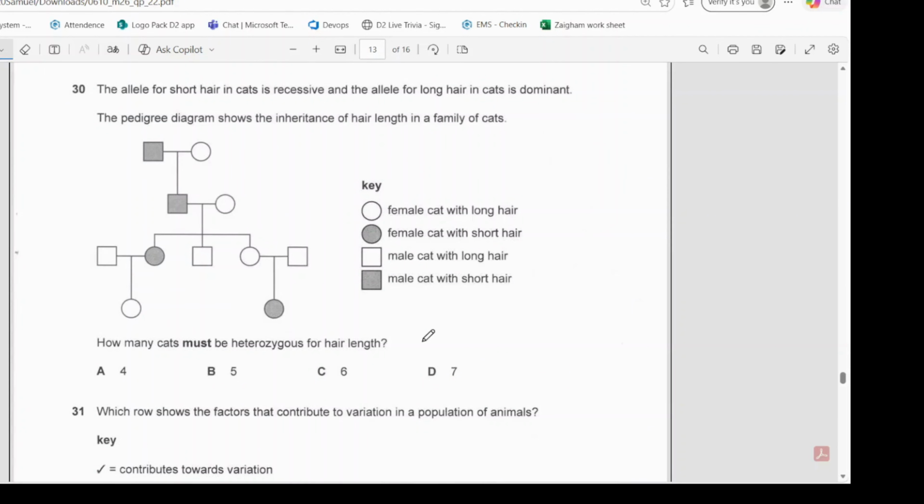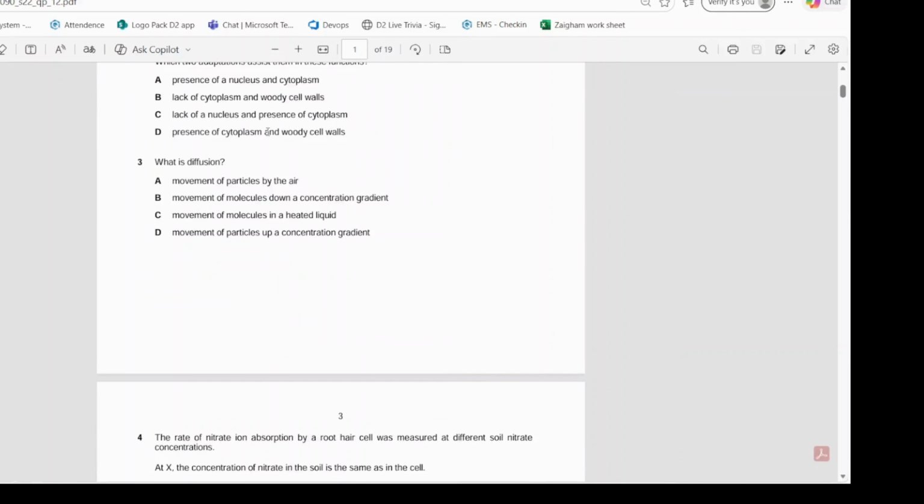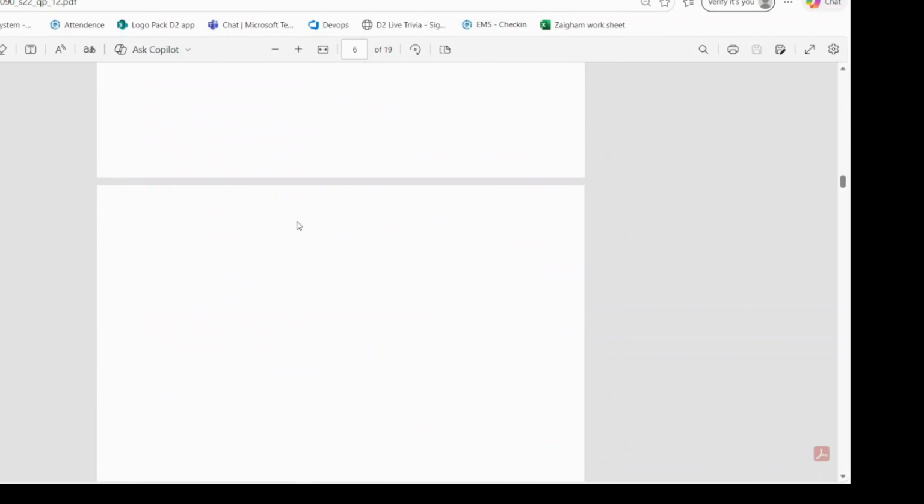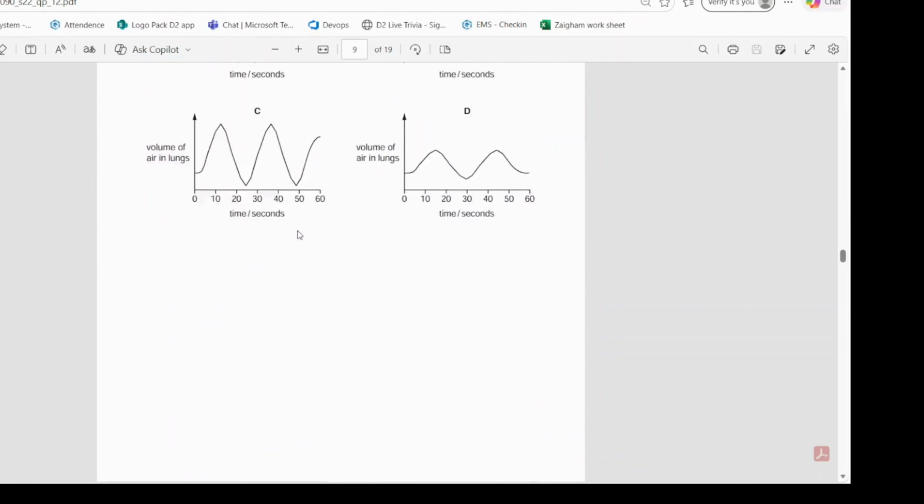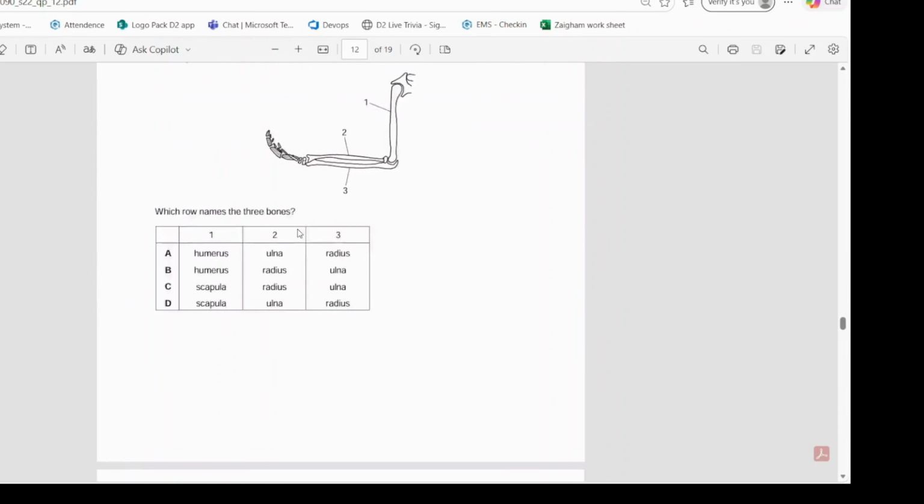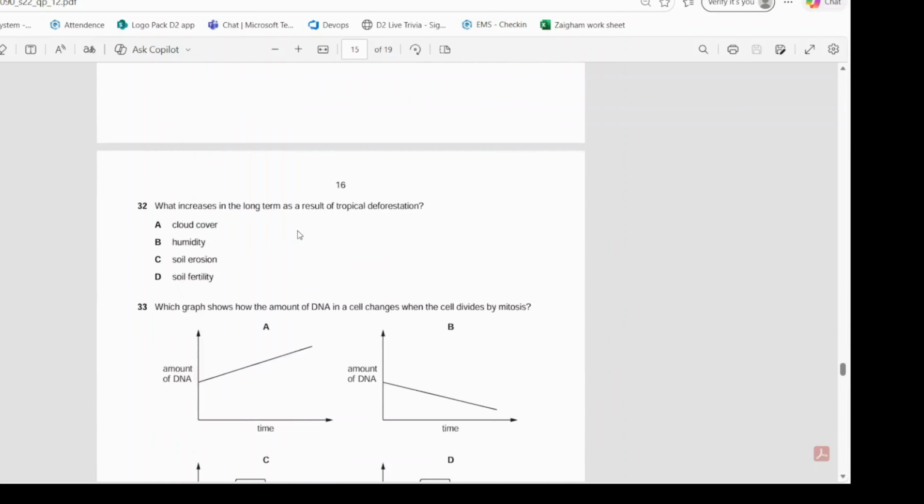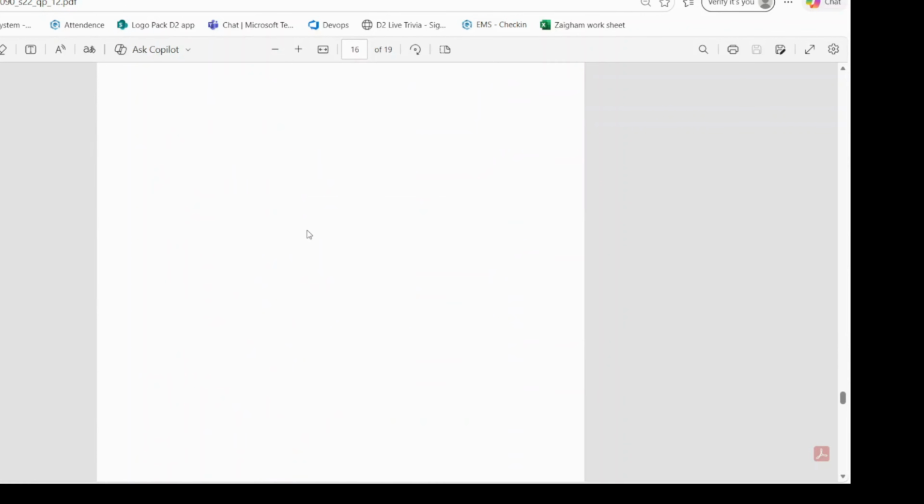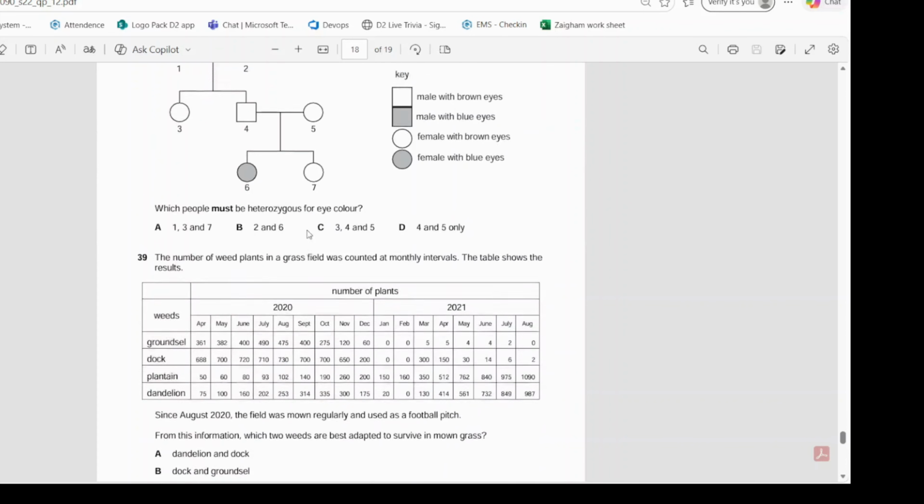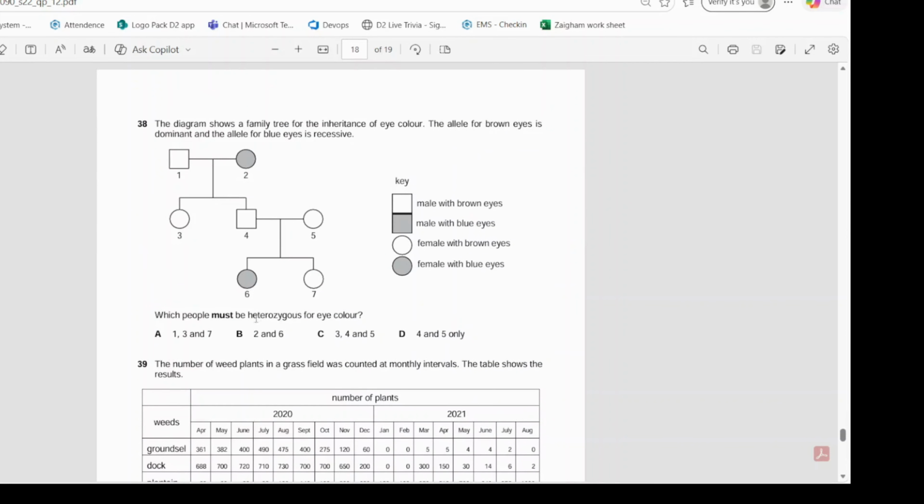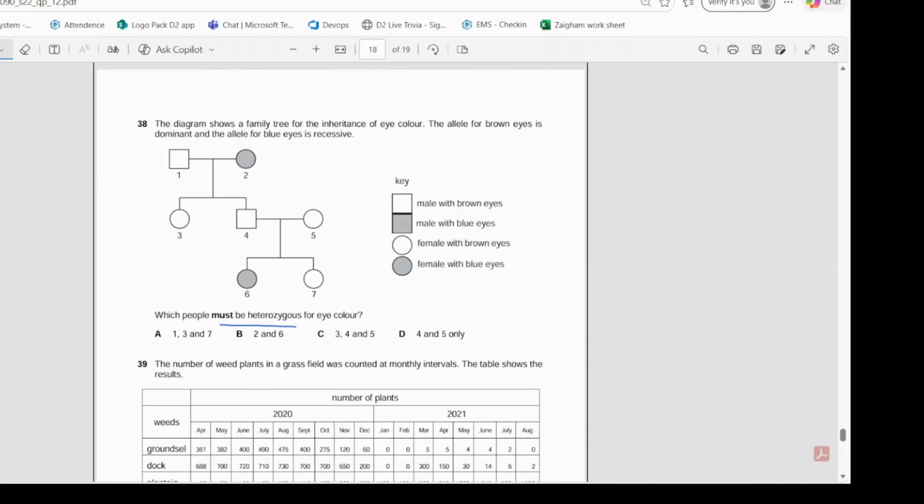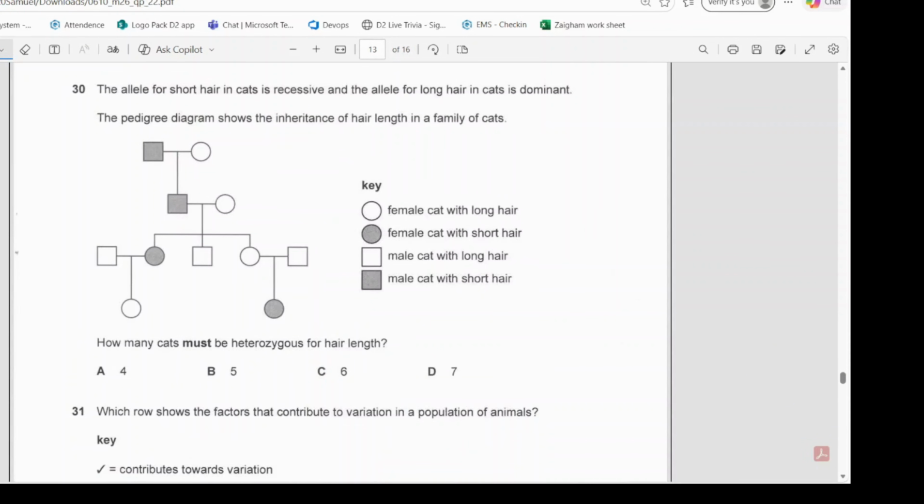A tough question. Just today I've seen such a question in another IGCSE paper. It's a similar question, about how many are heterozygous and how many are homozygous. It's in this very paper. They ask the same question, how many cats must be heterozygous?